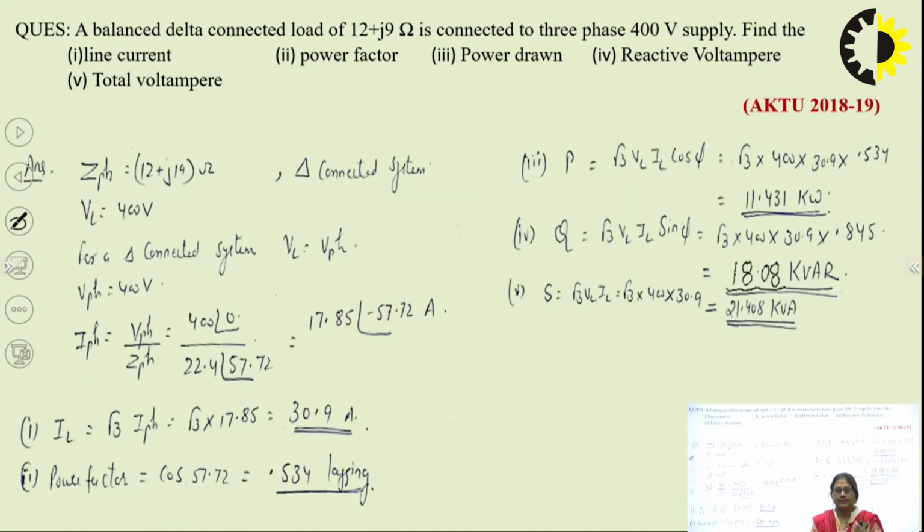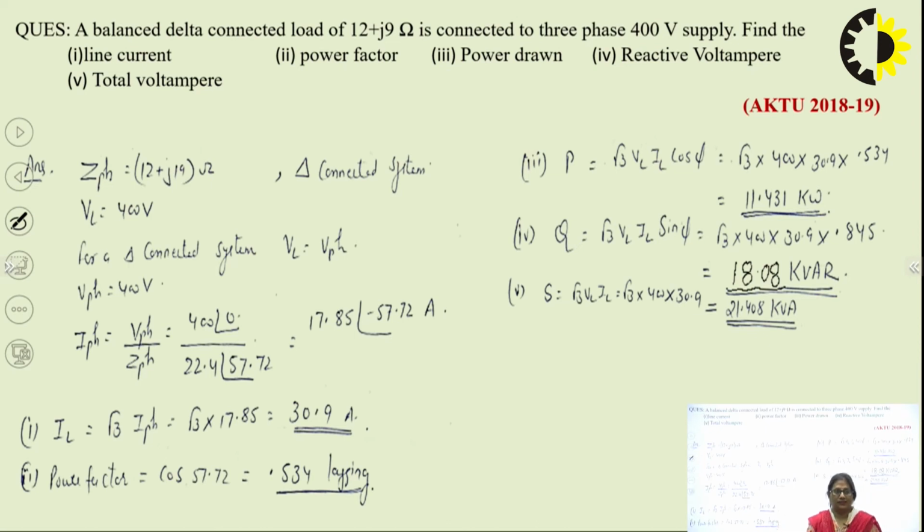Going for another example, that is for a delta connected system or delta connected load of 12 plus J9 ohms is connected to a 3-phase 400 volt supply. Find the line current, the power factor, power drawn, reactive volt ampere and total volt ampere. Okay. So, the very first thing, this is a delta connected system. So, we need to remember the relations are opposite. Fine. We need to find line current, but always remember for finding line current, first we need to know what is phase current.